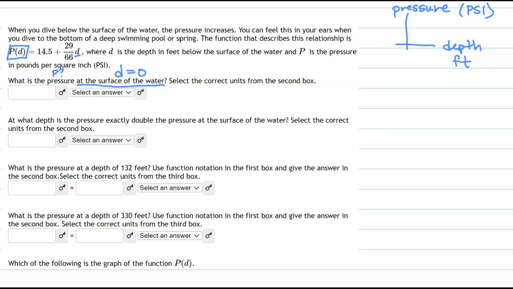The second part is asking for a depth, so we're not going to plug in a D. We're looking for a D. At what depth is the pressure exactly double the pressure at the surface? Okay, so again, they're making us work for it a little bit. You should have an answer to the first part. I don't know what it is, but say it's 5 psi. You'll need to double that.